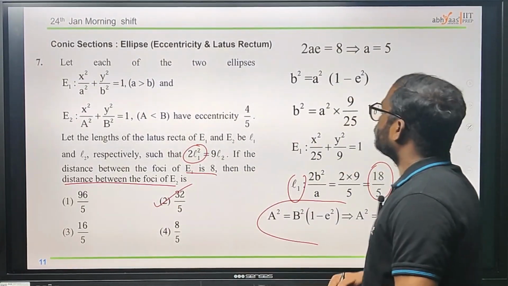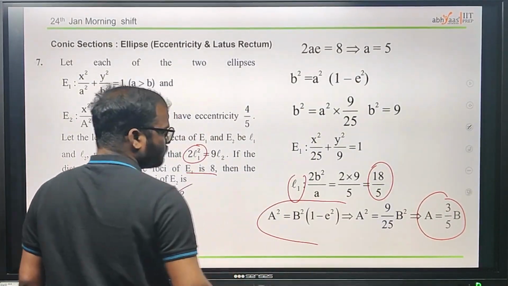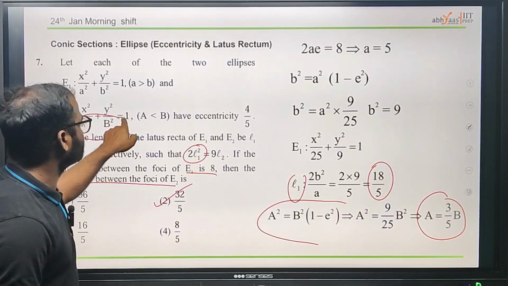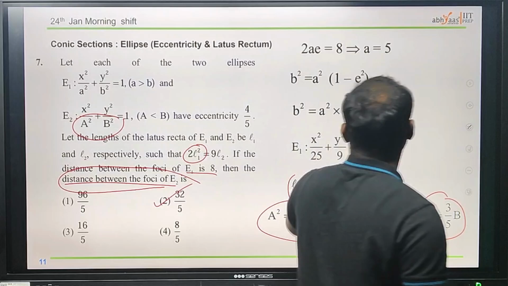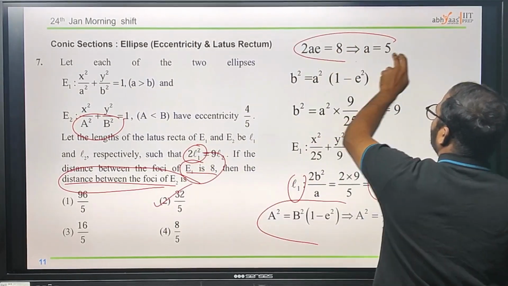So we just need to find the A and B values in order to find L1 and L2. Once we get this one, we can easily find the other A, B as well. Now finally we can easily find the distance between the foci of E2. We are just using whatever information they gave, even as I8.